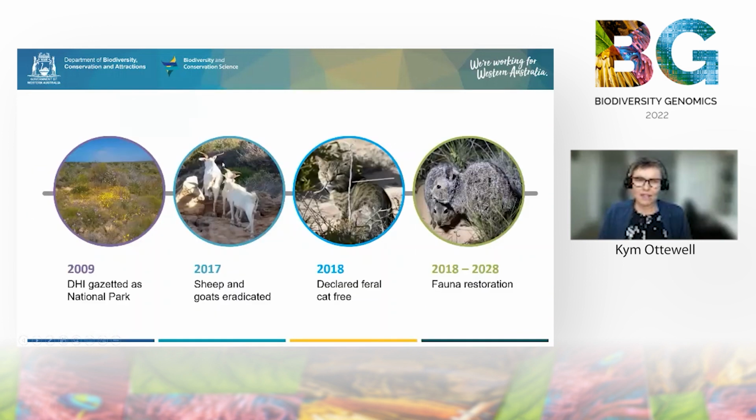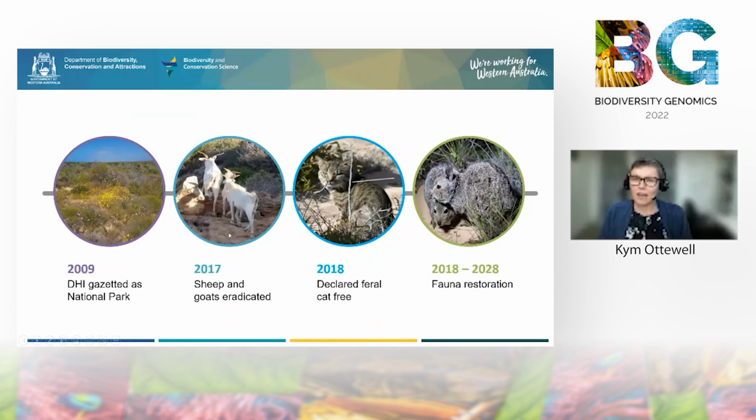So Dirk Hartog actually operated as a pastoral lease, as a sheep station, for about 150 years. In 2009, the Department of Biodiversity, Conservation and Attractions were in negotiations to return the island to National Park and to undertake ecological restoration, and that was gazetted in 2009.